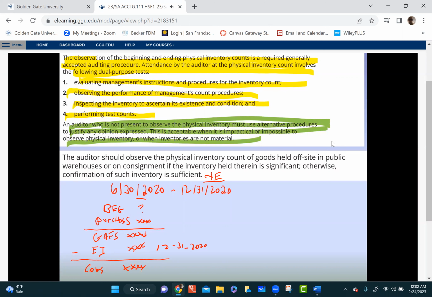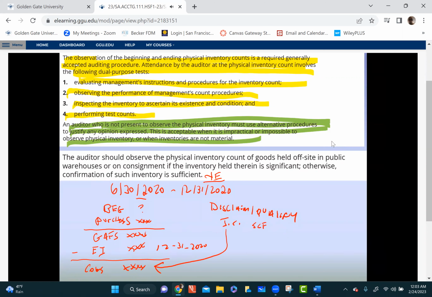So in a situation like this, what's going to happen? You would probably be forced to disclaim an opinion, depending on materiality, guys. Or qualify, disclaim or qualify, depending on the materiality. You're probably going to have to disclaim or qualify on what? On the income statement. Because cost of goods sold shows up on the income statement. The statement of cash flows, because cost of goods sold is going to affect net income.